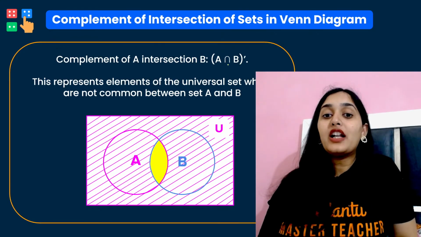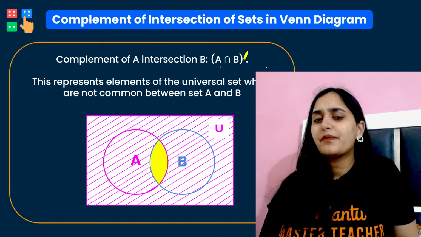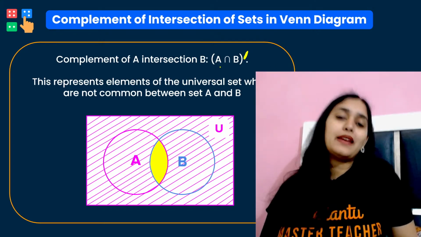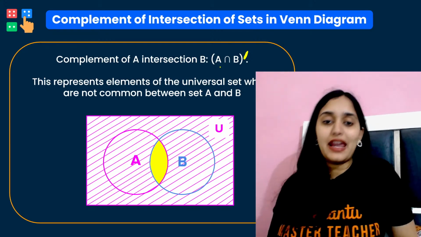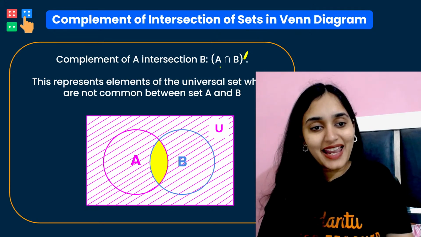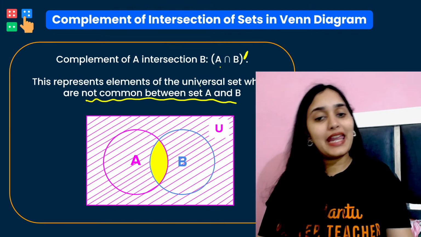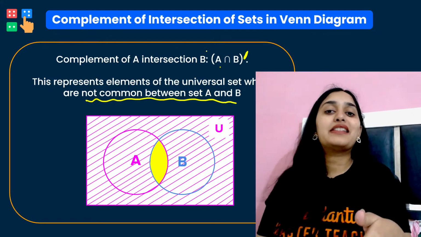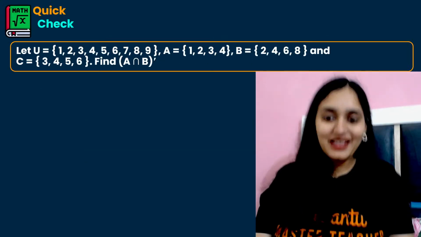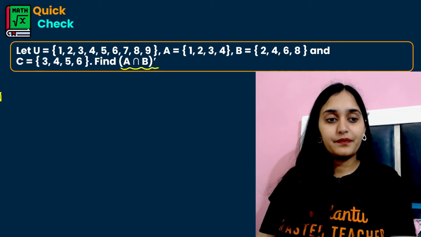Similarly, what will be complement of A intersection B? Now, A intersection B is basically whatever is common in A and B. Complement will be whatever is not common in A and B, right? So, whatever is not common in A and B will be A intersection B complement. Let's take an example. Find A intersection B complement.